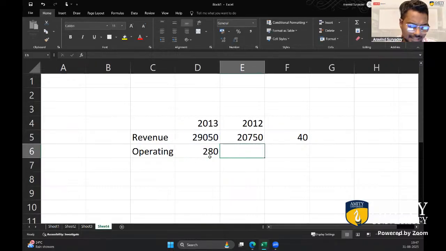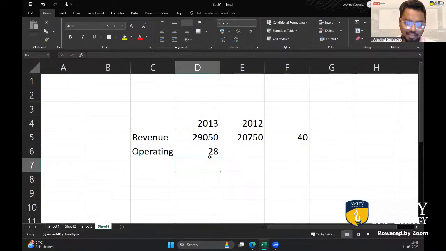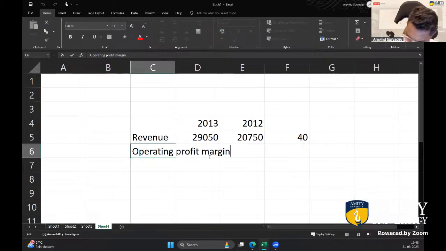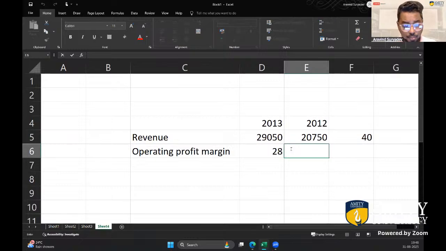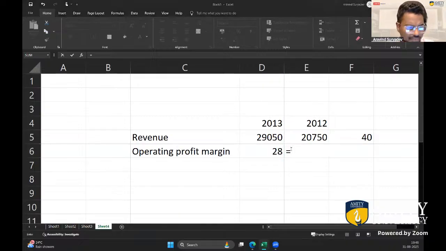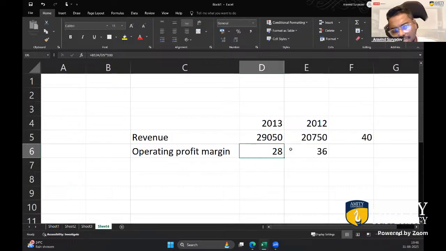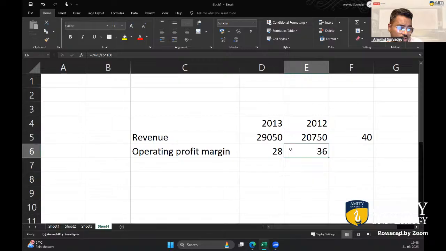That is 28%. The operating profit margin for 2012 will be the profit of 7470, if I'm not wrong, divided by the revenue, multiplied by 100. I'm getting 36% as the operating profit margin. So the operating profit margin has actually decreased. That is not a good sign.